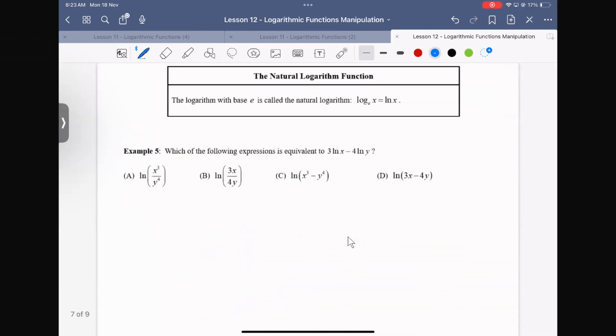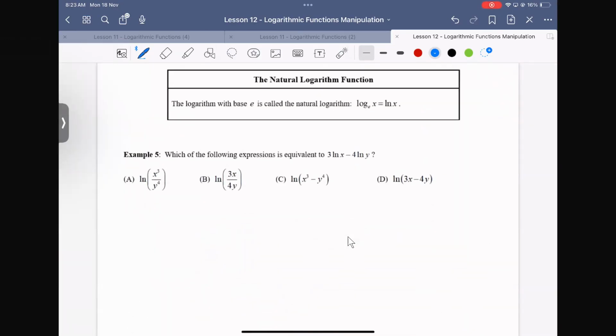Last question, multiple choice. Which of the following expressions is equivalent?